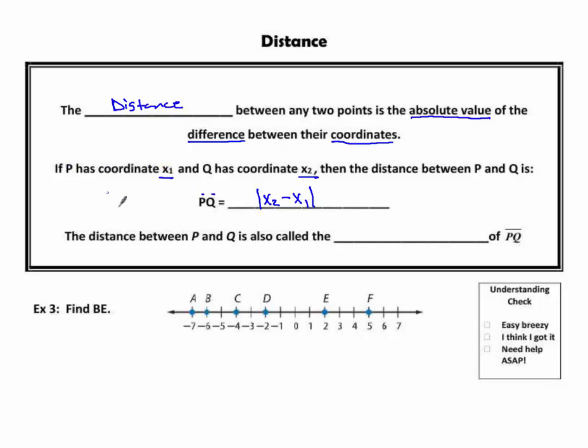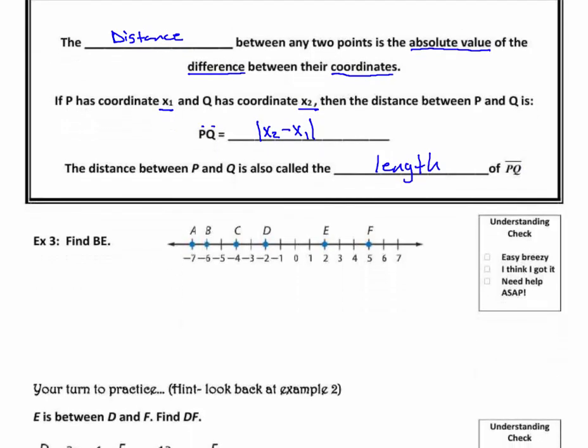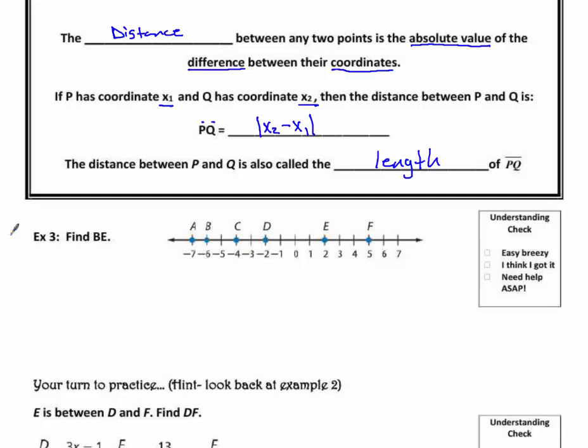So if point P is -6 and point Q is 1, then it's the absolute value of the difference between those two numbers. The distance between P and Q is also called the length of segment PQ. So it's all vocabulary, it's all on how you say it. I promise this is very simple.